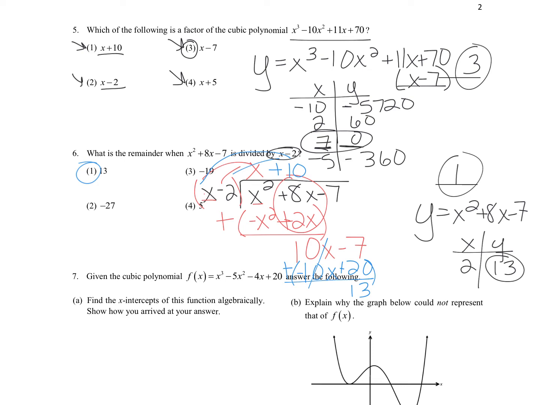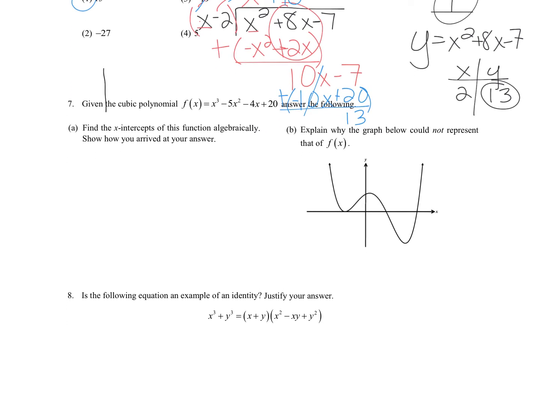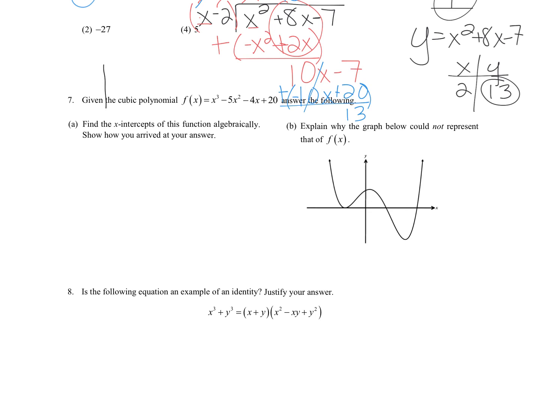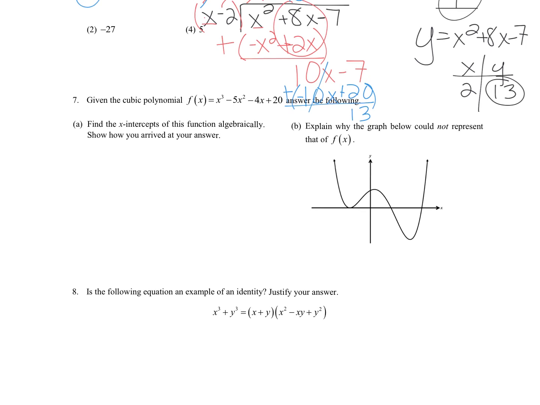So the last one, we're going to look at the graph of a cubic polynomial and also get into some factoring. There is more factoring in a different lesson or a different practice as well, a little bit more in the second one. So here's our cubic polynomial, x cubed minus 5x squared minus 4x plus 20. And we're going to solve this algebraically or find the x-intercept. So I set it equal to 0.